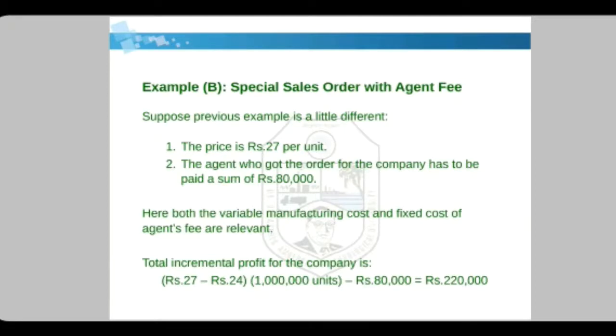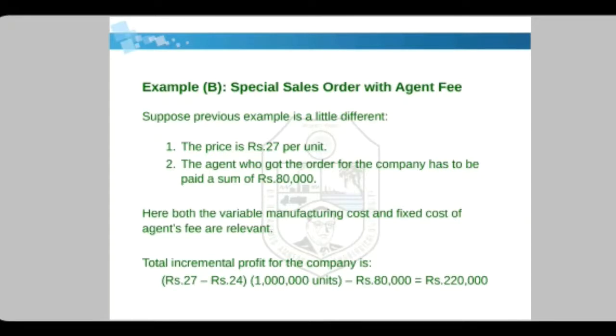Now in this case, the fixed cost is the agent's fee. That is relevant. If the fixed cost is increased, meaning if the agent is asking for more money, it means our fixed cost will increase, and depending on that we will decide whether to accept the order or not. And again variable manufacturing cost is obviously the relevant information. If variable manufacturing cost is more, then also we will decide whether to accept the order or not. So these are two relevant pieces of information on the basis of which we are going to decide whether to accept the order or not.